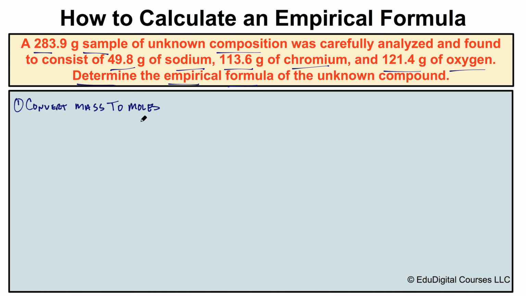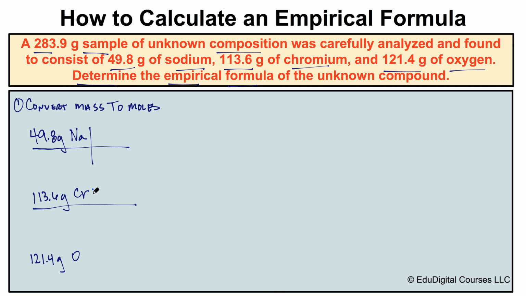In this problem here, it says that we have 49.8 grams of sodium. It says that we have 113.6 grams of chromium, and it says that we have 121.4 grams of oxygen. And so we need to convert each one of these to moles. So we're going to divide each one of these by their molar masses that we can find on the periodic table of elements.